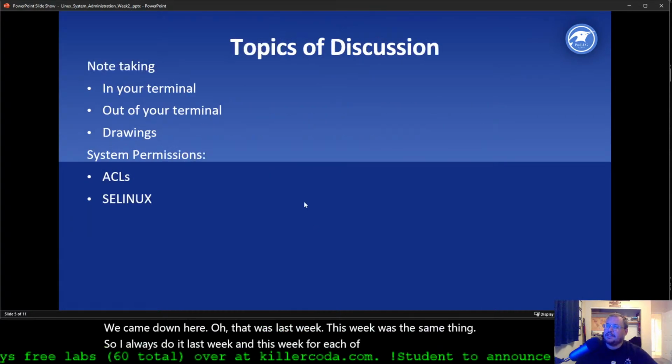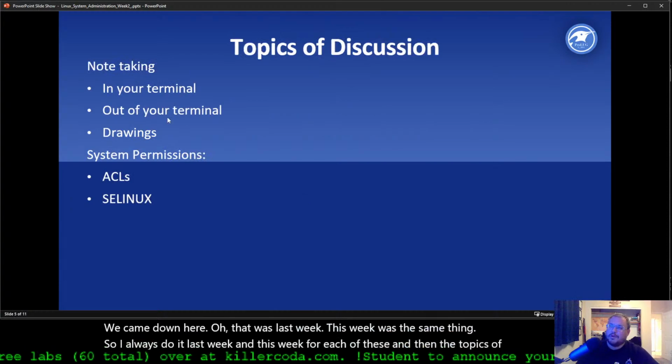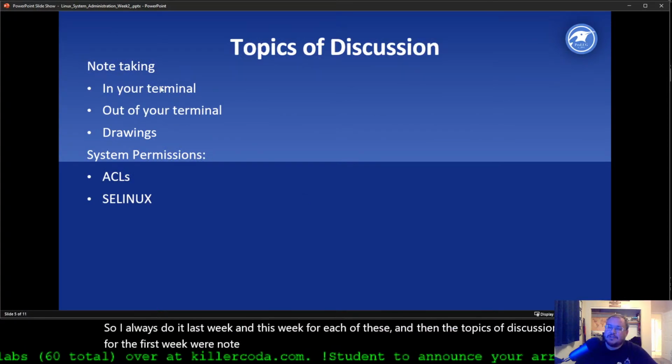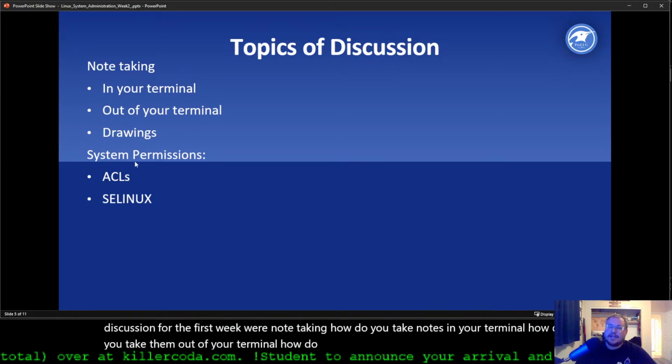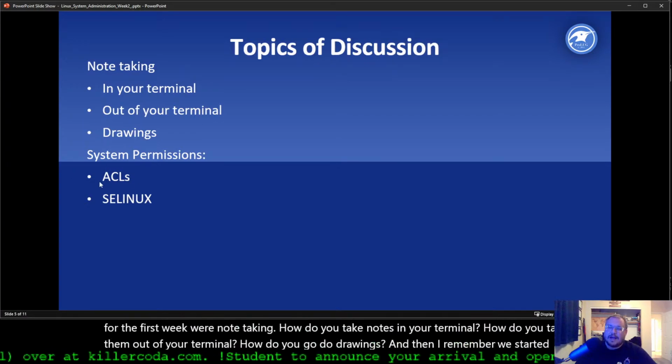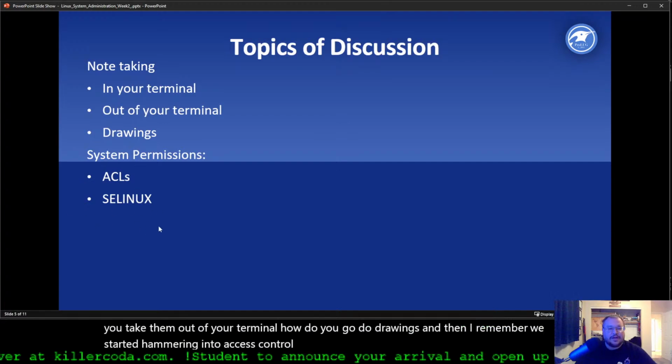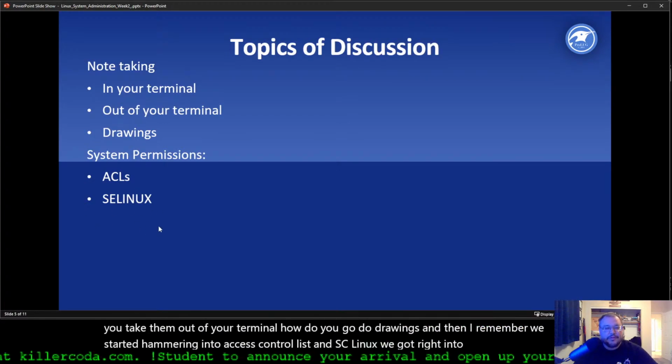And then the topics of discussion for the first week were note-taking. How do you take notes in your terminal? How do you take them out of your terminal? How do you go do drawings? And then I remember we started hammering into access control lists and SE Linux. We got right into security pretty early.